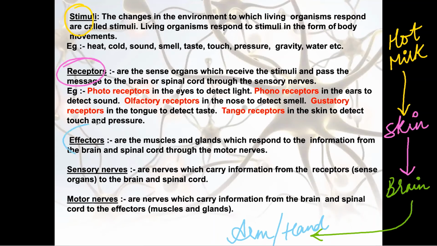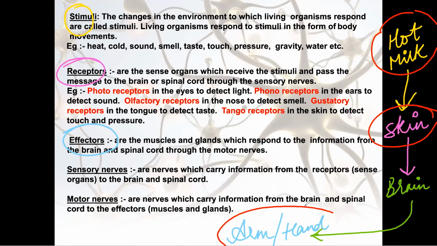So what is an arm? It's an effector, right? So it is forming a kind of pathway, and such a pathway is known as an arc, that we will learn about in a later part. Hope it's clear that the stimulus is the hot milk, the receptor is our skin, the brain is a processing unit, and the effector is our arm or hand.